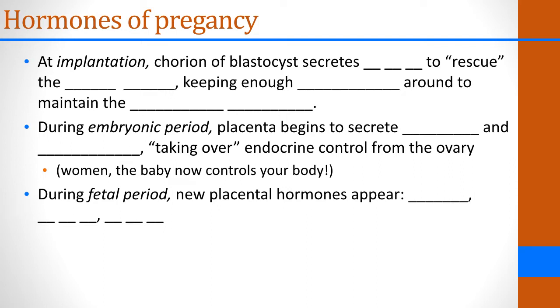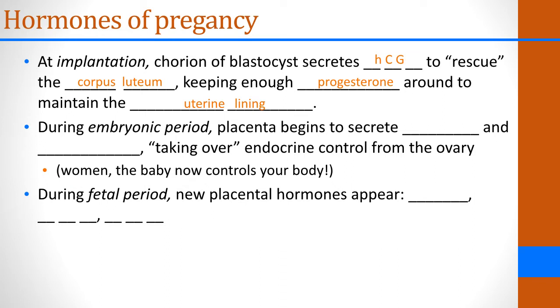So at implantation, the chorion of the blastocyst secretes HCG to rescue the corpus luteum, keeping enough progesterone around to maintain the uterine lining. Just as a side note, HCG is actually what's detected by the pregnancy test that you purchase at the store. So an important switch in hormone production occurs during the next stage, the embryonic period.